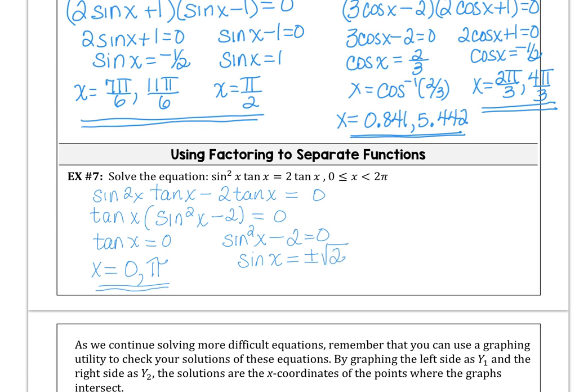But if you go check square root of 2 with your calculator, you might recall that's bigger than 1. So this is a problem. That means that factor has no solution, since the square root of 2 is outside of our domain from 1 to negative 1. Square root of 2 is bigger than 1. So we can't have that. Plus or minus, plus or minus.